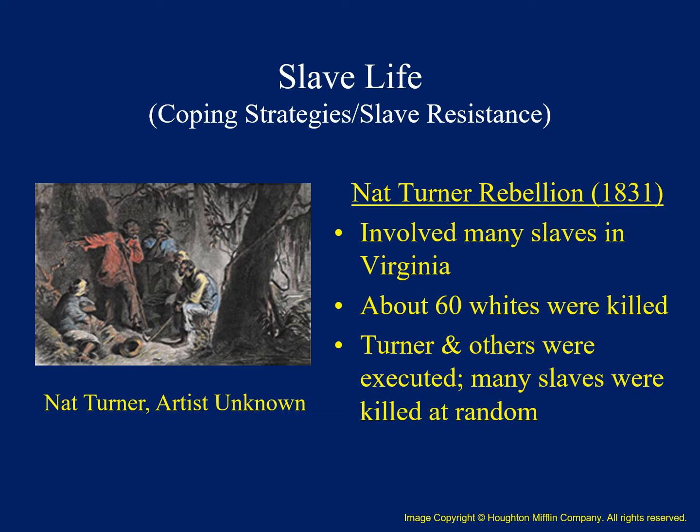Another example of a slave rebellion was undertaken by Nat Turner, as shown in the image here on the left. This involved many slaves in Virginia. When they staged their rebellion, they were able to obtain their freedom for a short time, and about 60 whites were killed during this rebellion. However, he and then many other slaves were executed, and some who weren't even involved in the rebellion itself eventually were killed at random. So these slave rebellions were crushed brutally.